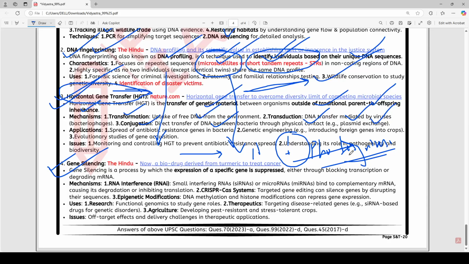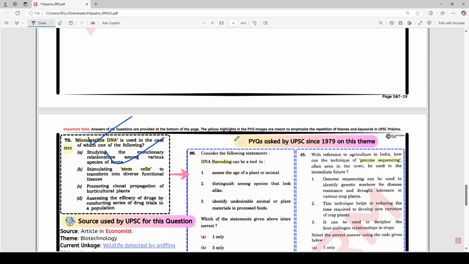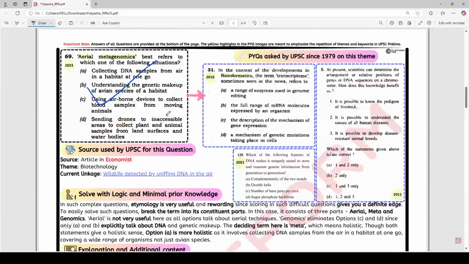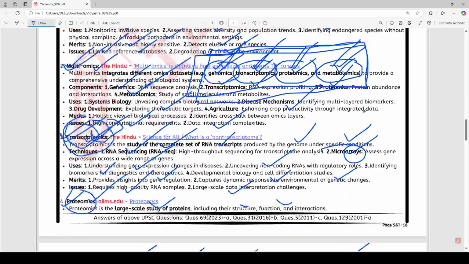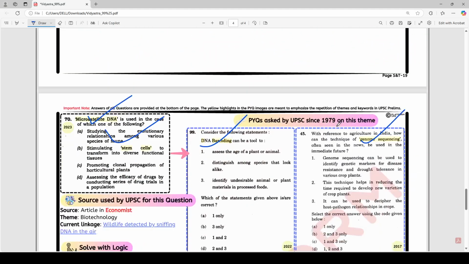Why? Because it can lead to widespread antimicrobial resistance, because those organisms which do not have antimicrobial resistance can get it from those organisms which already have it, through horizontal gene transfer. I know these were very difficult topics, but believe me, UPSC is asking this. And genome sequencing, DNA barcoding, DNA fingerprinting we read about. Aerial metagenomics, bioinformatics, transcriptome, everything that I have discussed has been asked by UPSC. Just watch the video again, you will understand it. If you do not understand it, I will make the video again in a simpler manner.